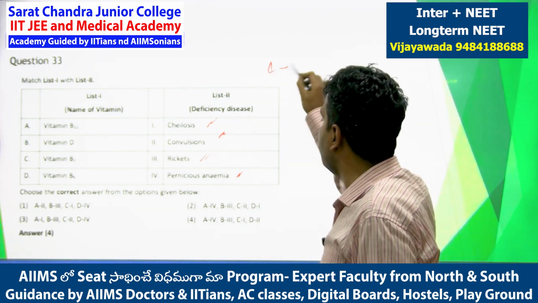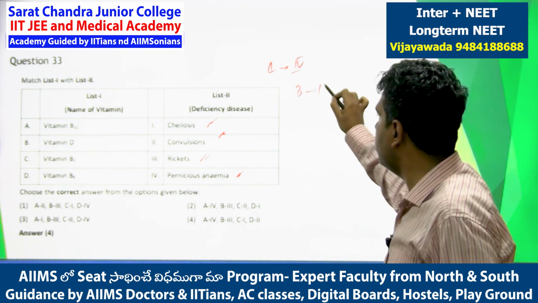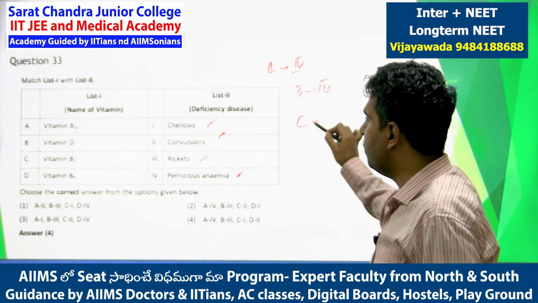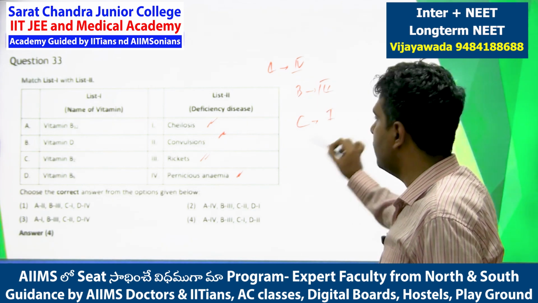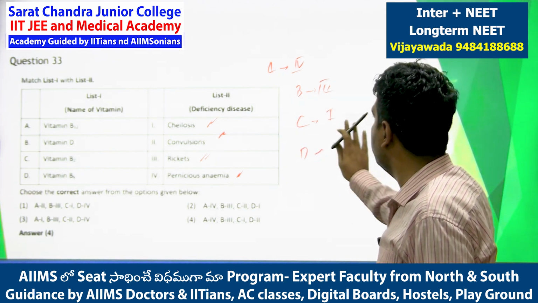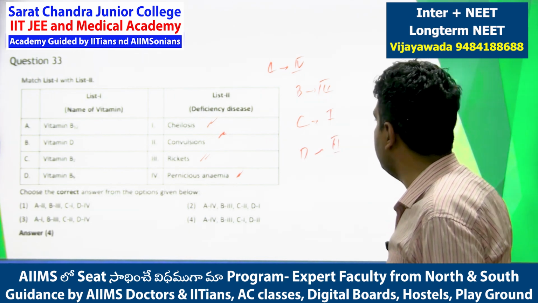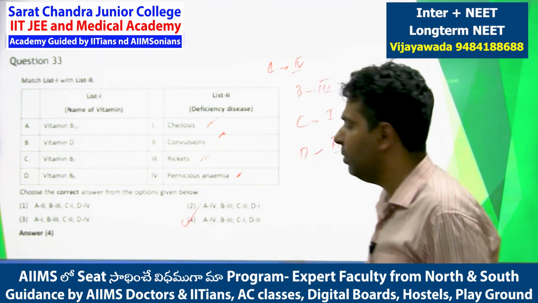So A corresponds to 4, B corresponds to rickets, that is 3, C corresponds to cheilosis, 1, and D corresponds to convulsions, that is 2. So A4, B3, C1, D2, that is the fourth option, will be the answer.